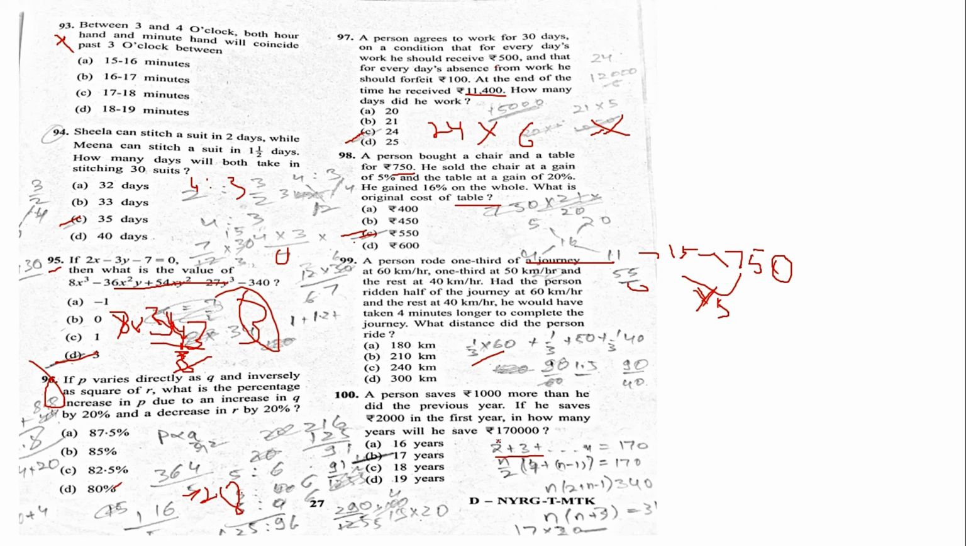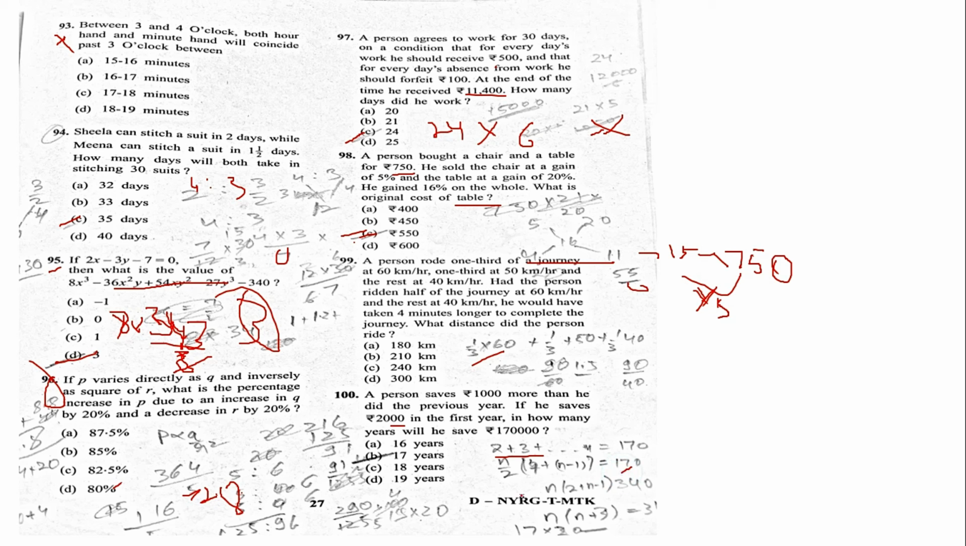by eliminating the three zeros, we get 2 plus 3, since it is saving 1,000 more than the previous year. So initially he is starting with 2,000. So 2 and 3 it will go on as an AP, and for the sum of AP terms we know that n by 2 into 2a plus n minus 1 into d is equal to the sum of terms. So the sum of terms is given as 1,70,000, sorry, 1 lakh 70,000.